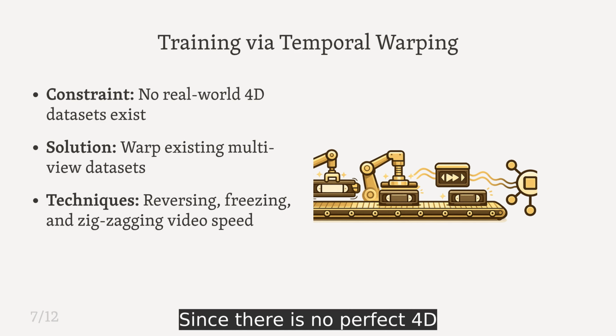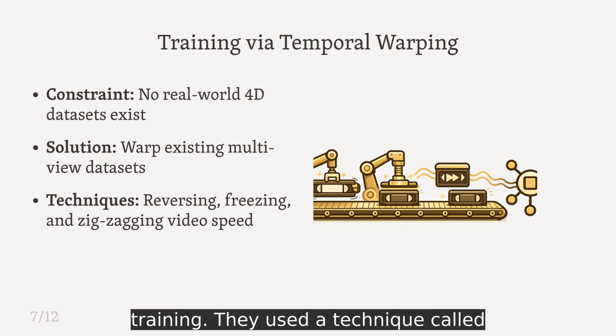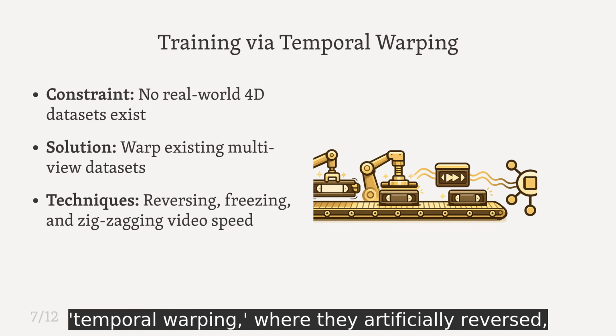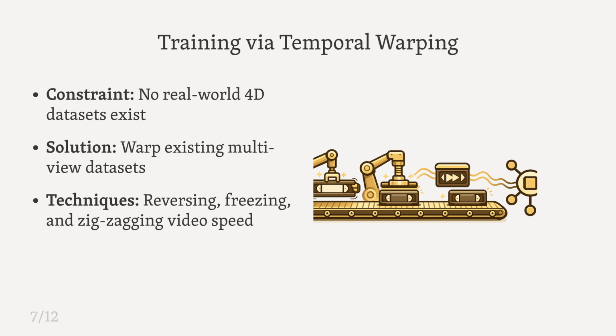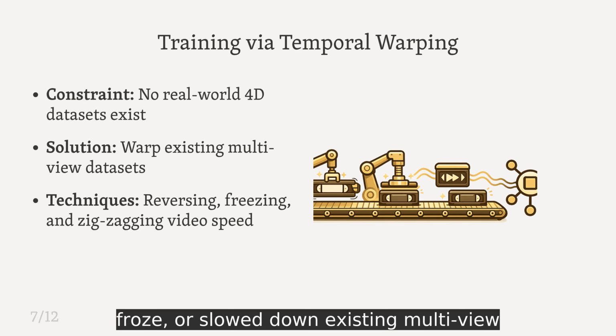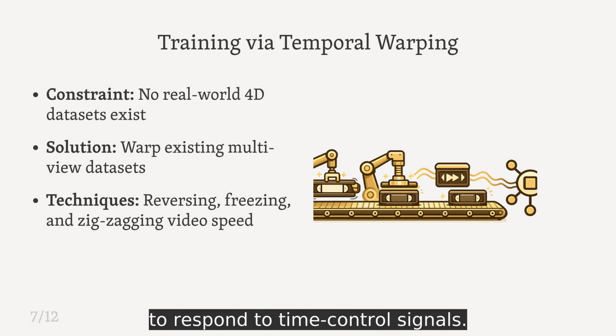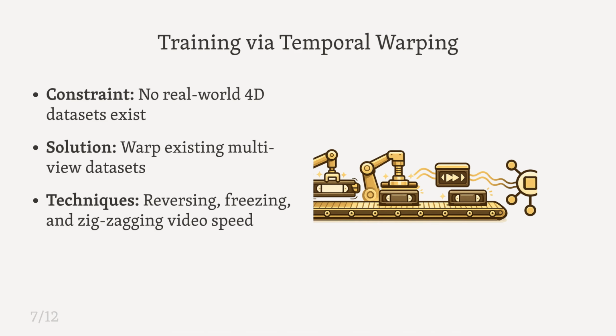Since there is no perfect 4D dataset in the real world, the researchers had to be creative with training. They used a technique called temporal warping, where they artificially reversed, froze, or slowed down existing multi-view videos to teach the model how to respond to time control signals.